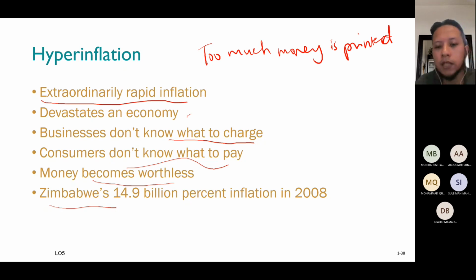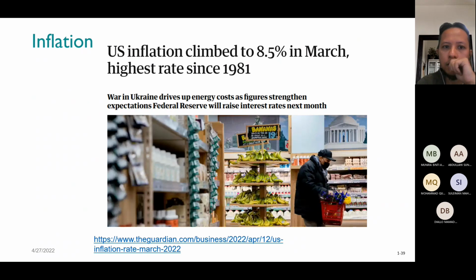When you have too much money chasing too few goods, this will cause inflation, and when it is a hyper amount of money, it will cause hyperinflation. So if you want to print money, you also have to ensure that the production of goods and services catches up with the money growth as well.